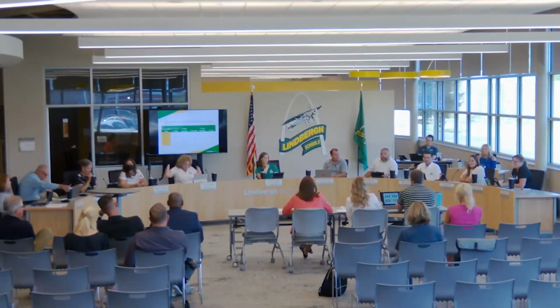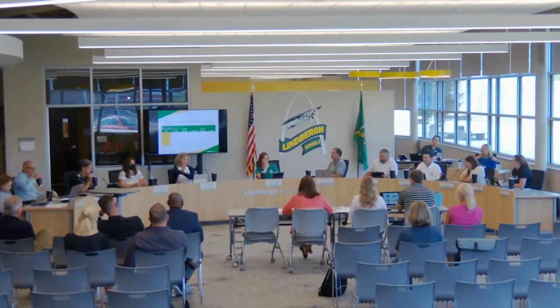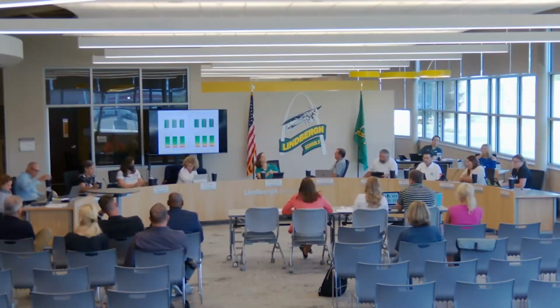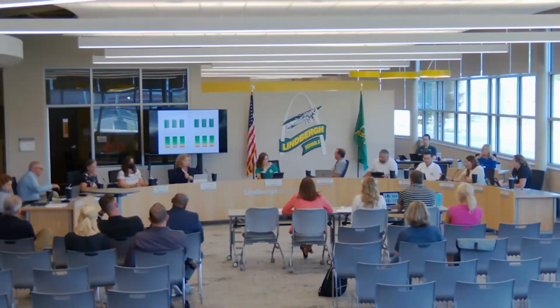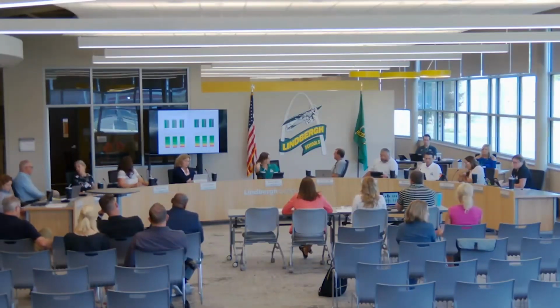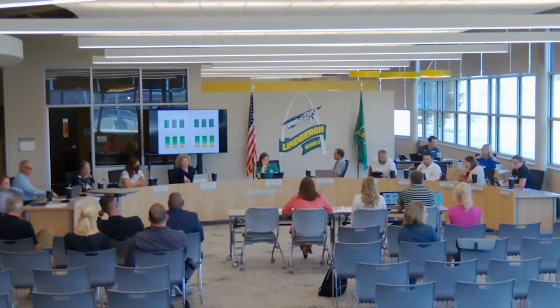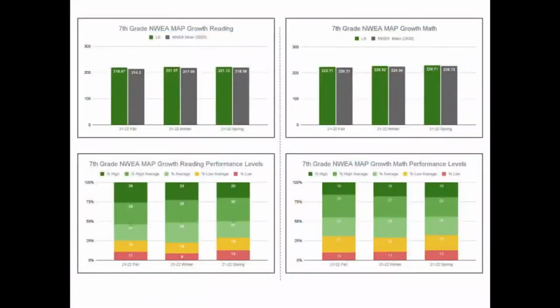All right, next slide. So here we have our 7th grade scores on NWEA in reading and math. Again, outperforming that national mean set before the pandemic. But what you see here, a little bit more pronounced in the 7th grade reading, is that we want those bottom 2 quintiles, that yellow and red, to shrink as the year goes on. And we do see it shrink down in the winter, and then we see it grow a little bit more in the spring on both of those.